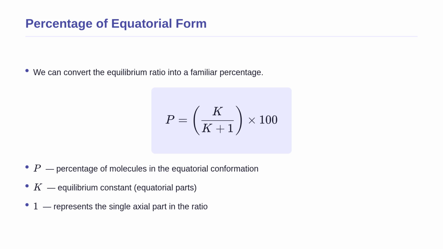Before we calculate the locking effect, we need a way to express our result clearly. While the equilibrium constant gives us a ratio, percentages are much more intuitive. We use this standard mathematical formula to convert our ratio into a percentage. P represents the percentage of molecules in the equatorial conformation. We divide K, the number of equatorial parts, by K plus 1, which represents the total population, including that single rare axial molecule. Multiplying by 100 gives us a final percentage.